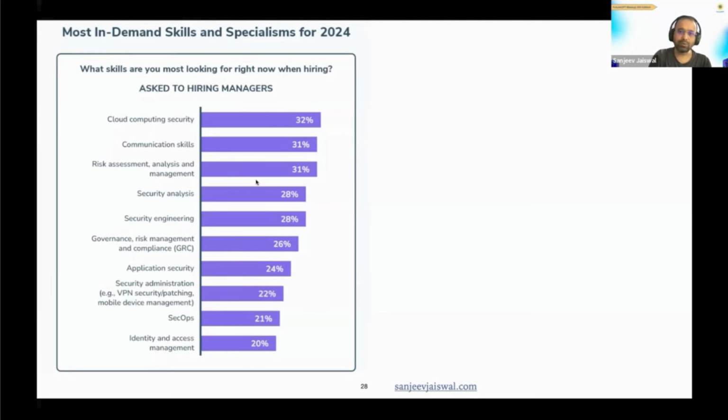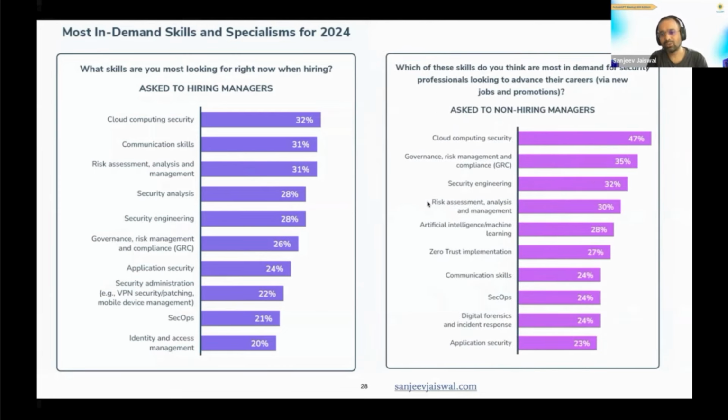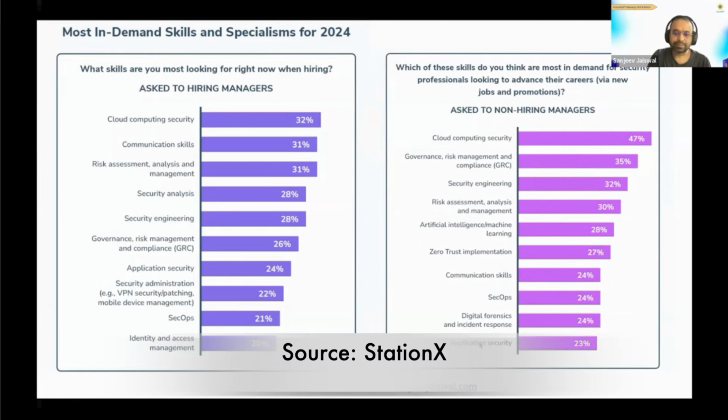Now if you ask the same question to non-hiring managers, what happens? According to them also, GRC is at the top, security engineering is at the top. Communication skill is coming down this time. Application security went down. But overall, you see there is a Venn diagram and these are matching, right?